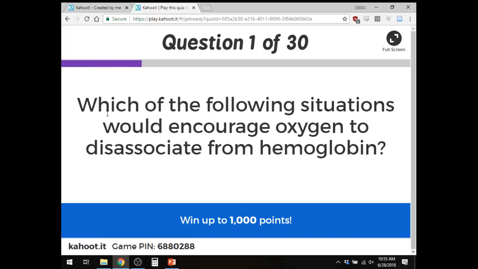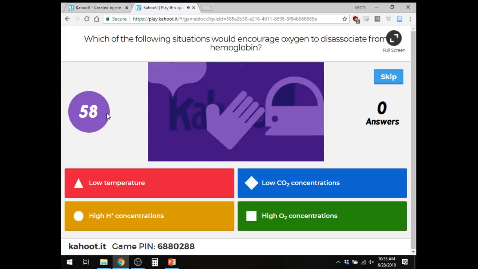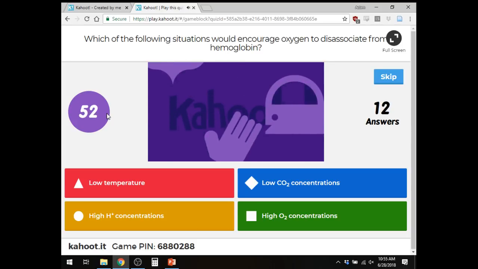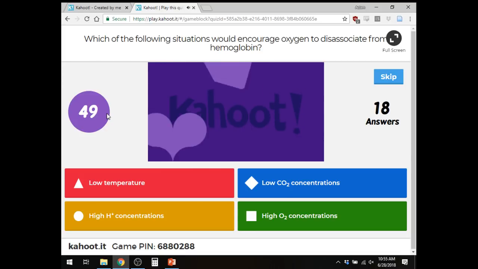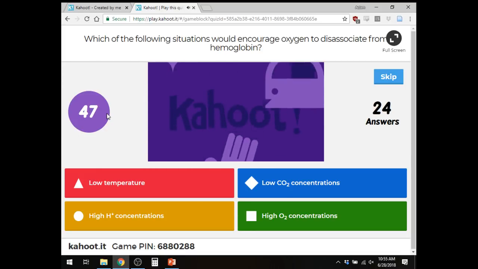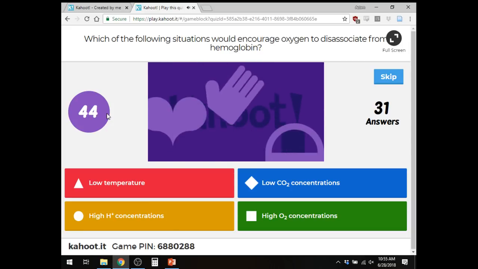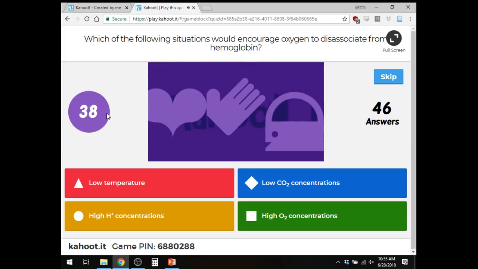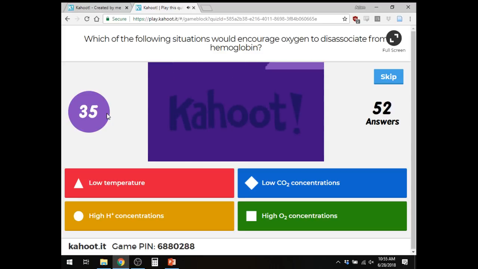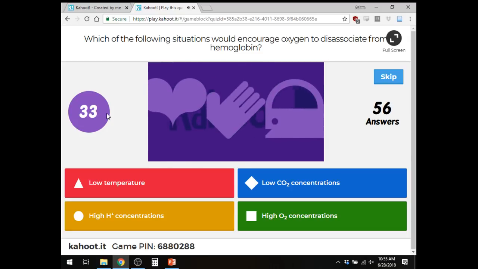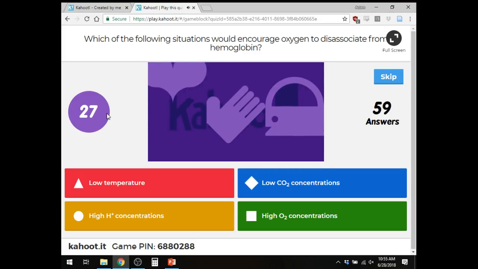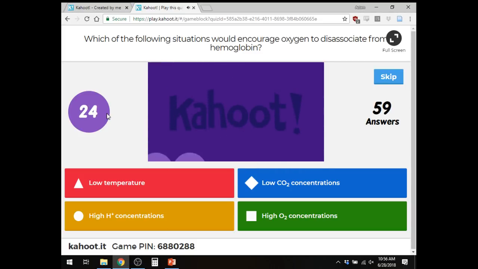All right, which of the following situations would encourage oxygen to dissociate from hemoglobin? The case here: low temperature, low CO2 concentrations, high hydrogen ion concentrations, or high O2 concentrations. So again, this is encouraging oxygen dissociation from hemoglobin. We just covered this, or we'll actually cover it in the last section, so you should have some recollection.